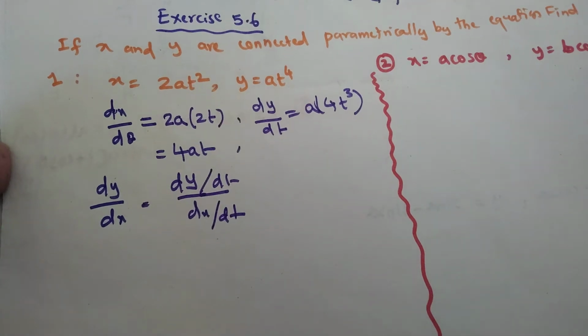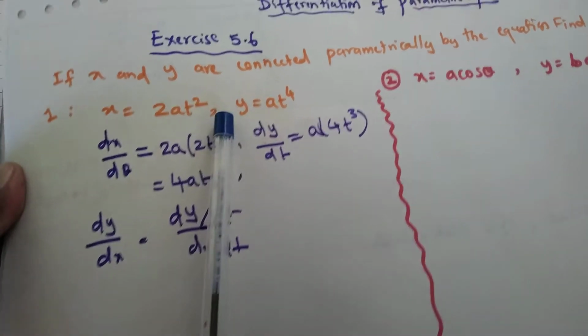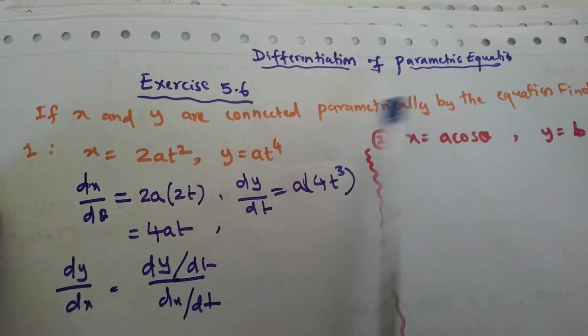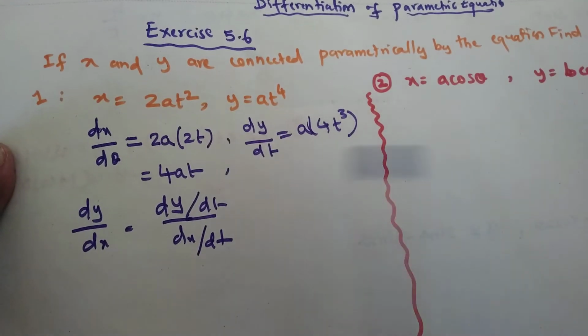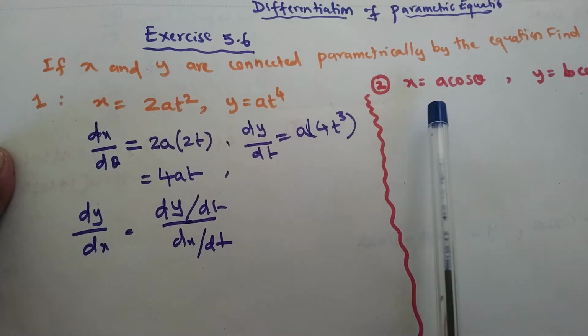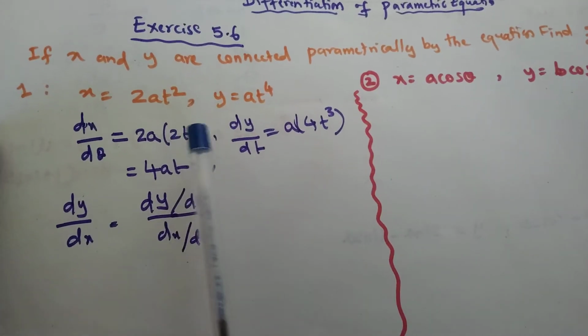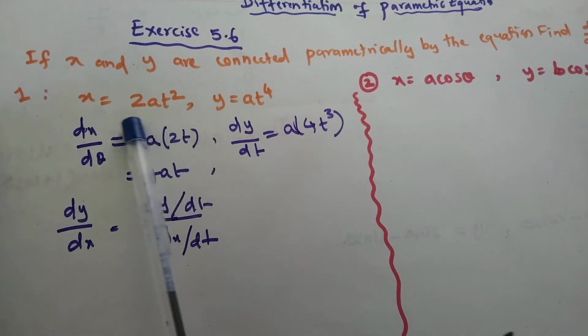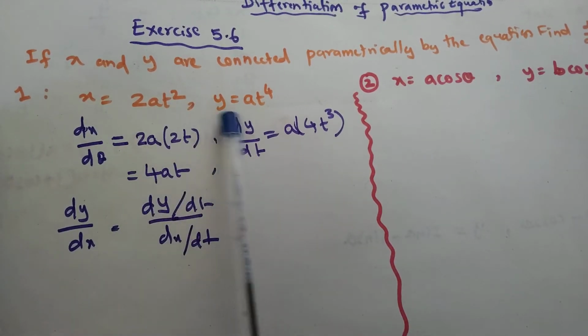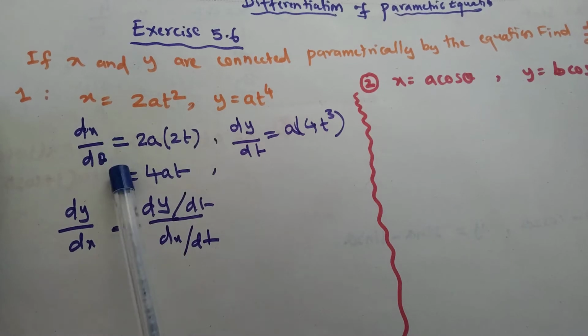Hello students, today we are solving exercise 5.6, that is differentiation of parametric equations. If x and y are connected parametrically by the equation, find dy by dx without eliminating the parameter. We have to find the differentiation, x equal to 2at square, y equal to at raised to 4.